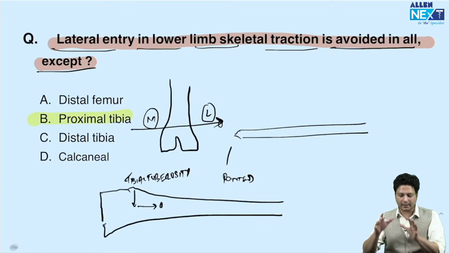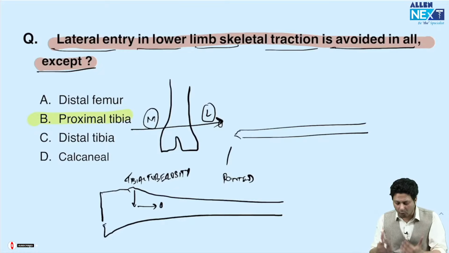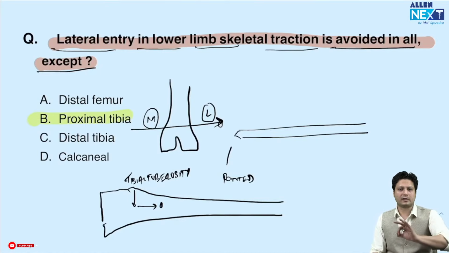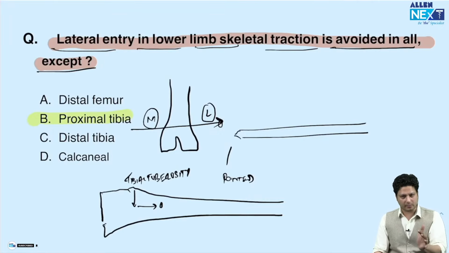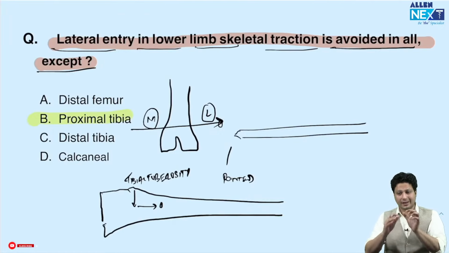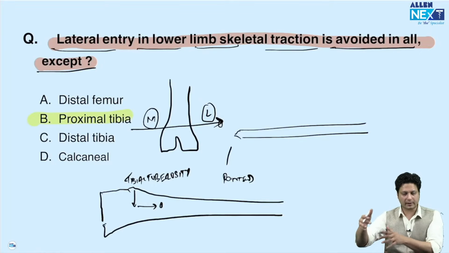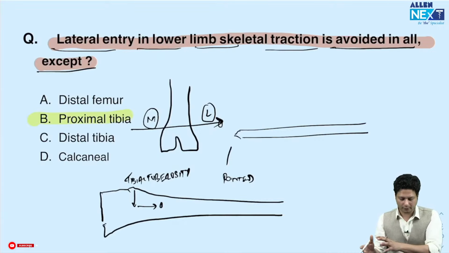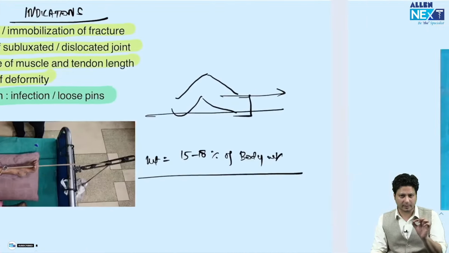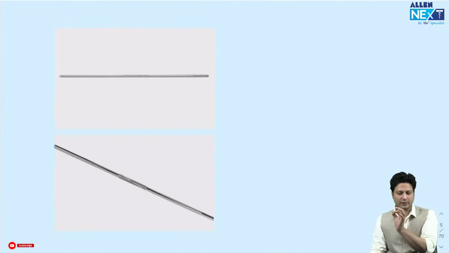So lateral entry in the lower limb skeletal traction is avoided in all of the following except, so that exception is the proximal aspect of the tibia, because in the proximal aspect of the tibia, if you go from the medial insertion, there is a possibility that you might hurt the common peroneal nerve on the lateral aspect. So that is why it is taken care of. Hopefully everything is clear related to this particular question and the explanation associated with it.